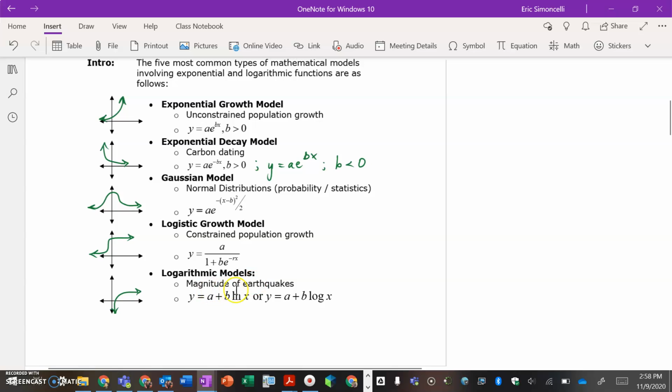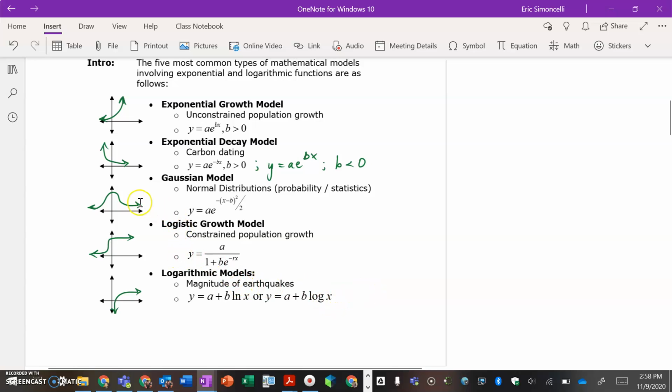Logarithmic models, magnitudes of earthquakes, for example, y equals a plus b natural log of x, or y equals a plus b log of x. These are equations that you probably will have to have memorized, but they're really not too complicated if you consider working with something like this, wherein you have a number added to it, multiplied to the log, and you could easily see some other parts of the expression vary based upon what x is being added to in parentheses or subtracted to in parentheses.